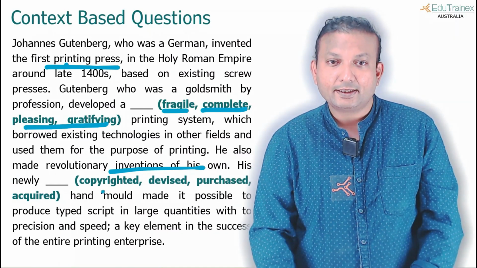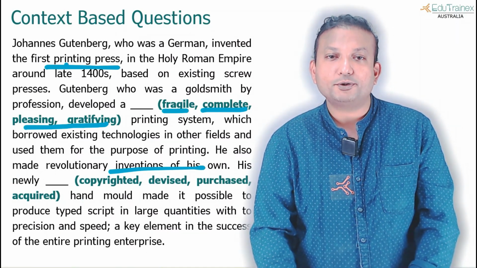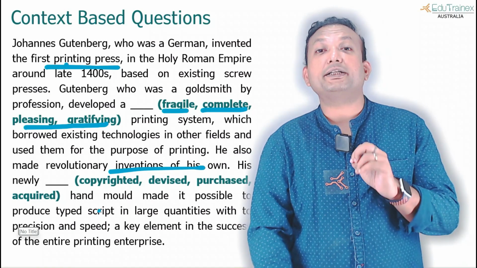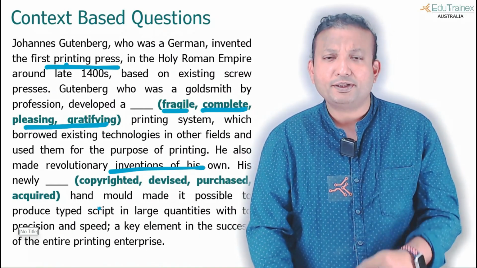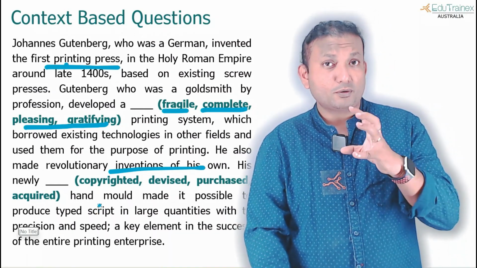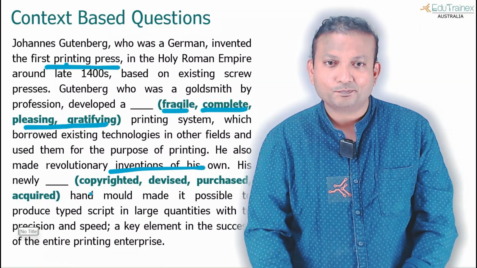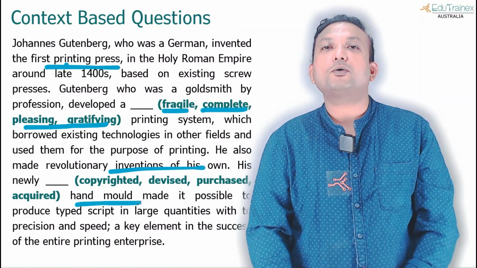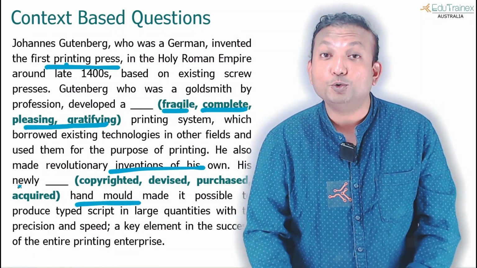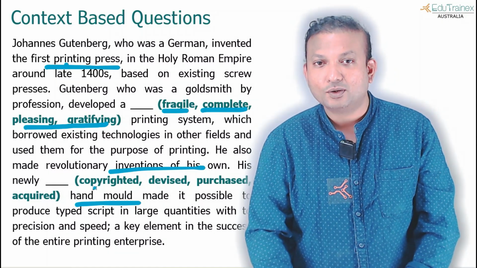His newly devised hand mold made it possible to produce typescript in large quantities. So he made a lot of inventions on his own. He also borrowed some technologies from other places. So, hand mold, we are talking about hand mold. His newly, what could that be?